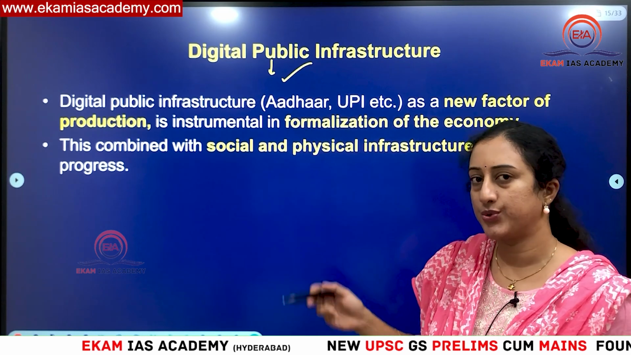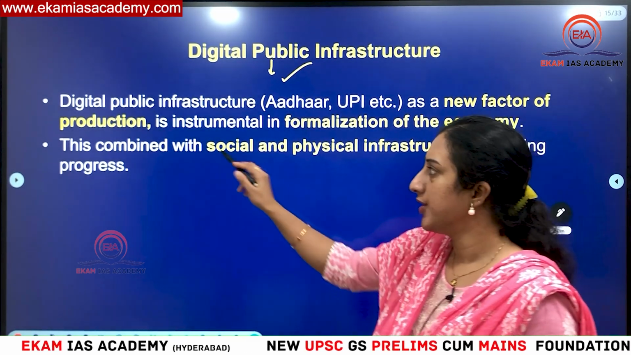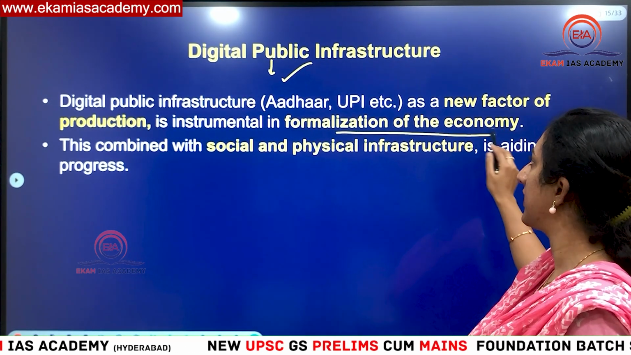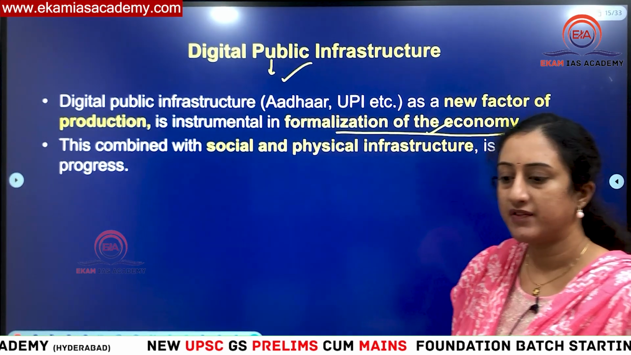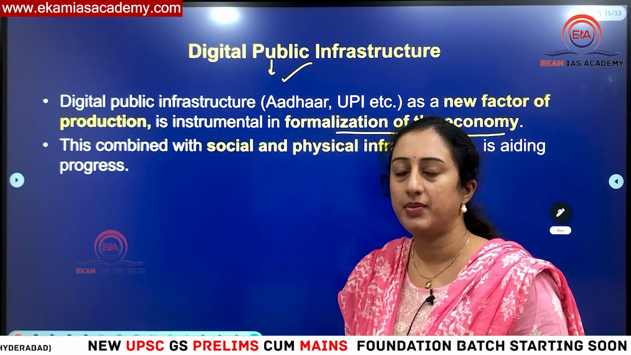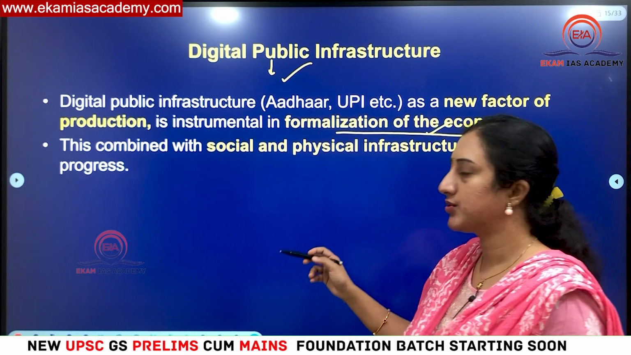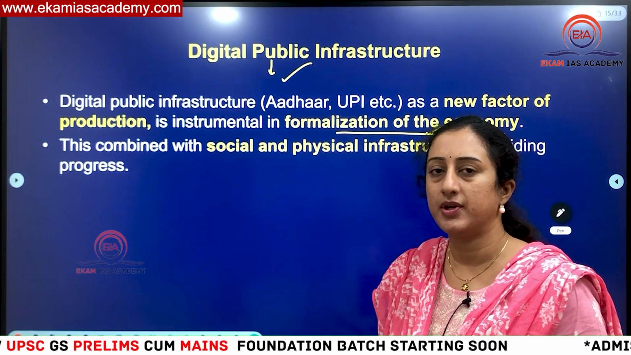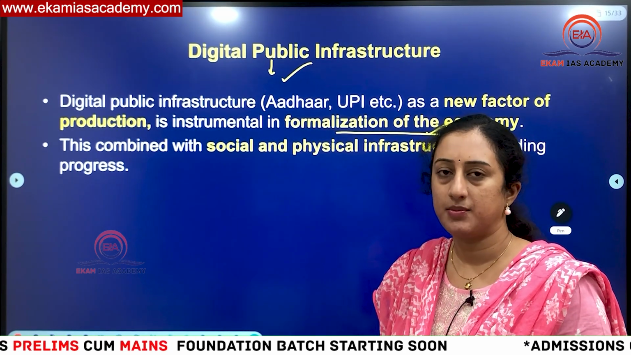Even during COVID times, that helped so many. So this is mainly helping in formalization of the economy. When everything is getting digitalized, there will be more formalization of the economy. If formalization happens, what will be the benefit? More tax receipts can be received by the government.